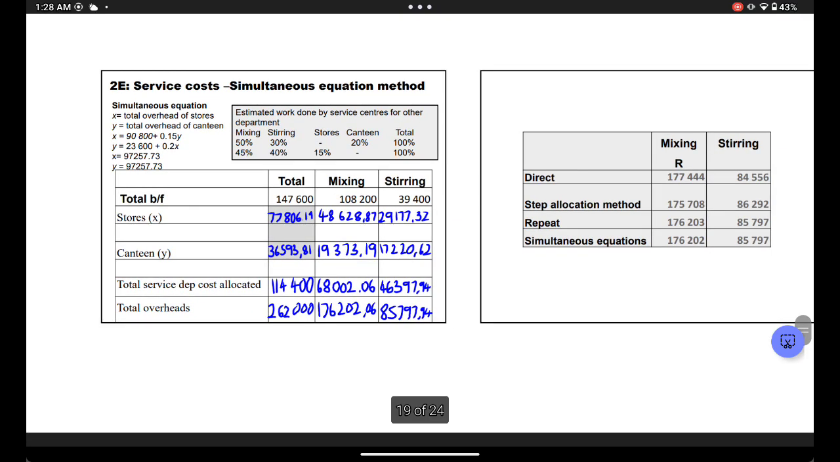So yeah, that's the simultaneous equation method. And yeah, that's done.